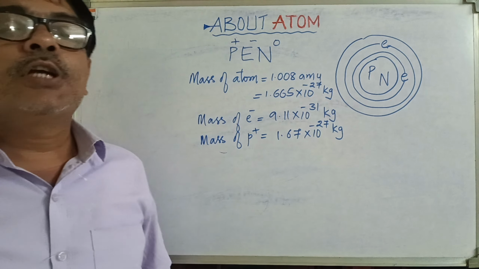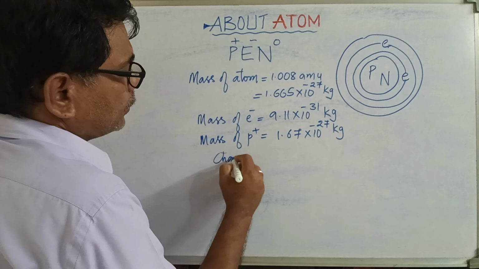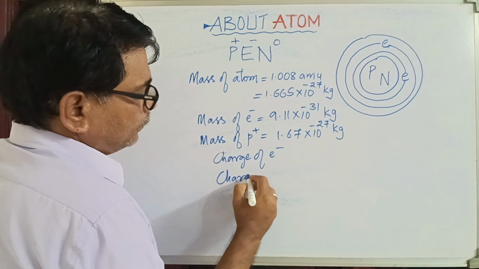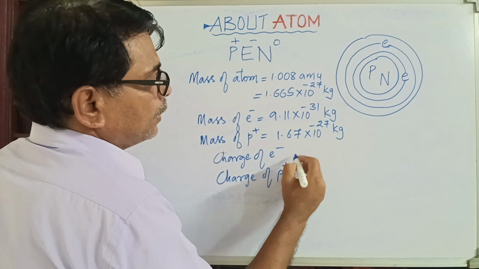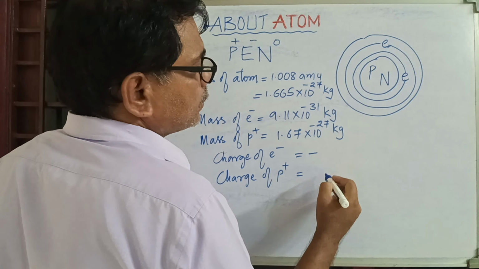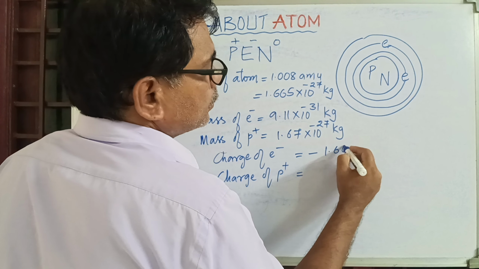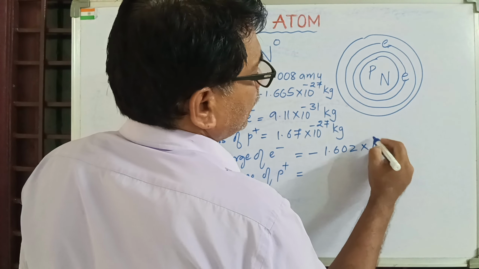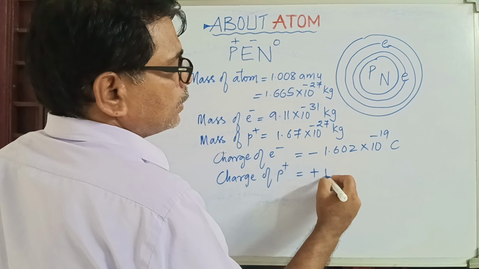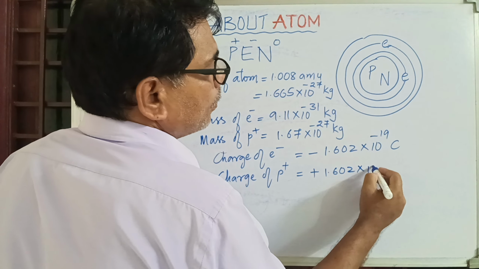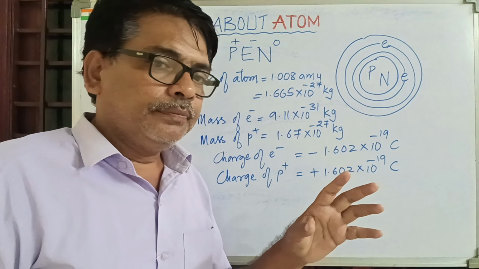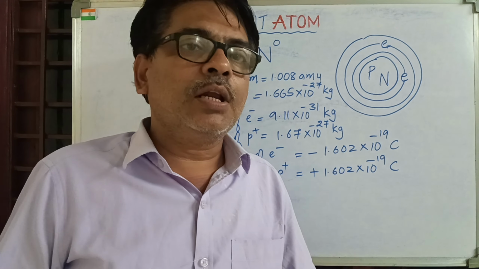Now coming to charge. The charge of the electron is negative. The charge of the proton is positive. But the interesting thing is that the value for these two remains the same. For the electron, since it is negative, we say minus 1.602 into 10 to the power of minus 19, and the unit for charge is coulomb. In the same way, for the proton, it is plus 1.602 into 10 to the power of minus 19 coulombs. The charge is the same. Why? Because the atom is electrically neutral.